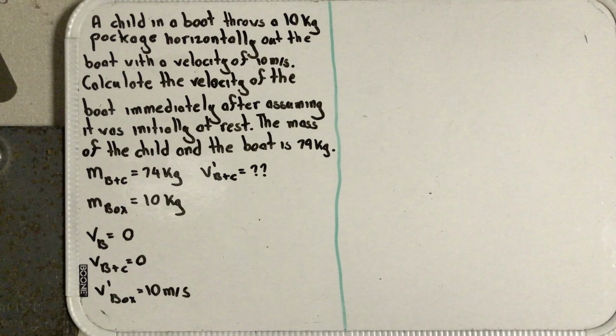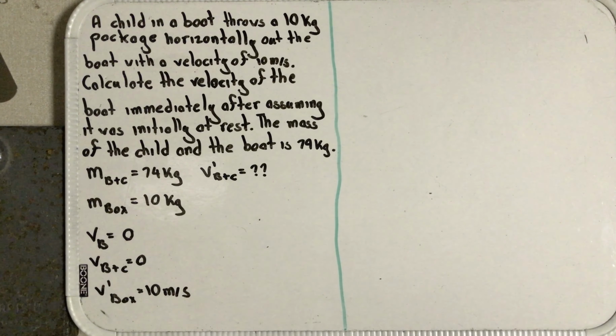Okay, so let's begin. Currently, we have a child in a boat, and this child throws a 10-kilogram package out of the boat horizontally with a velocity of 10 meters per second. Calculate the velocity of the boat immediately after it was initially at rest. This is the exact wording of the question, but when they say immediately after, they mean immediately after the package is thrown out of the boat. They're telling you now that the mass of the child and the boat is 79 kilograms.